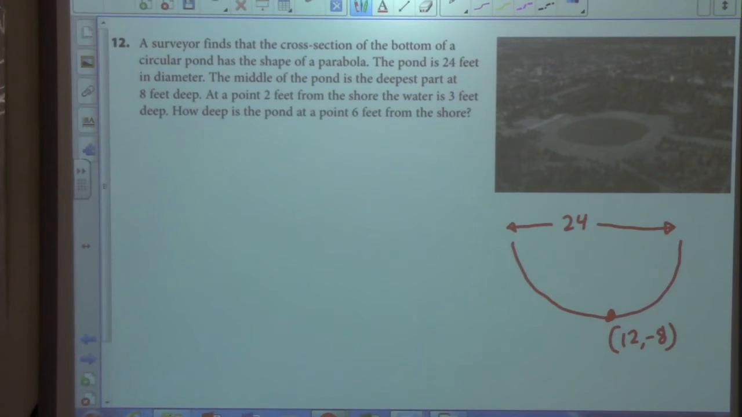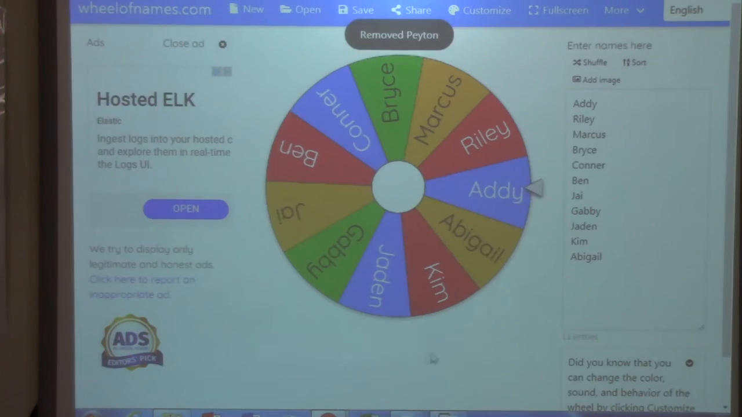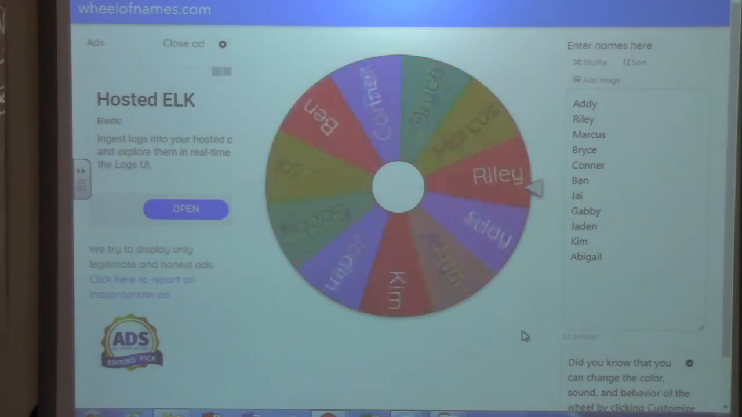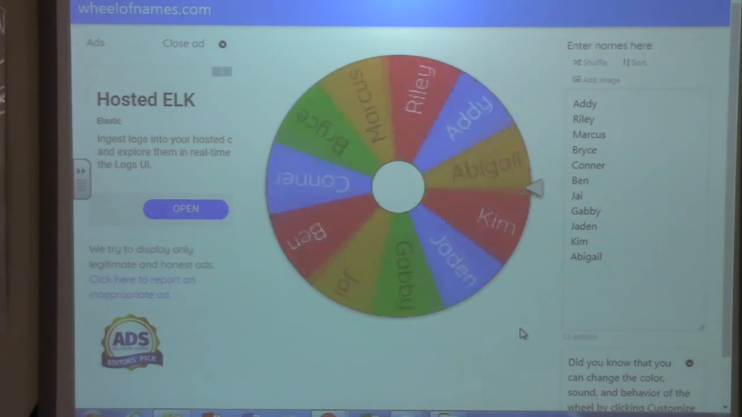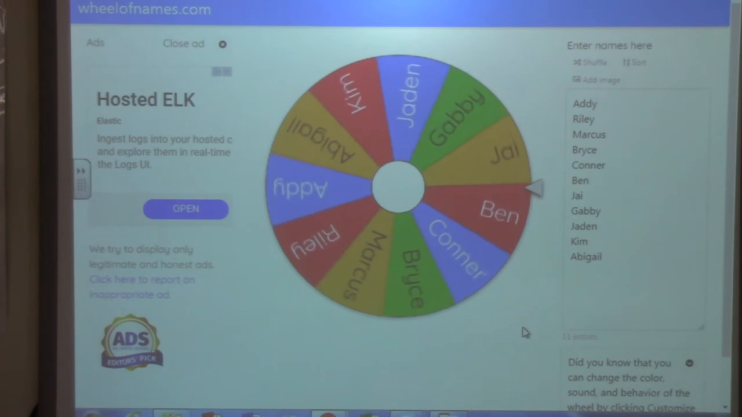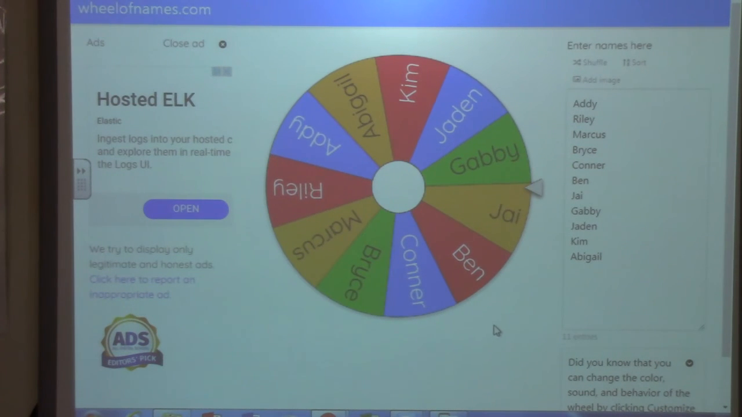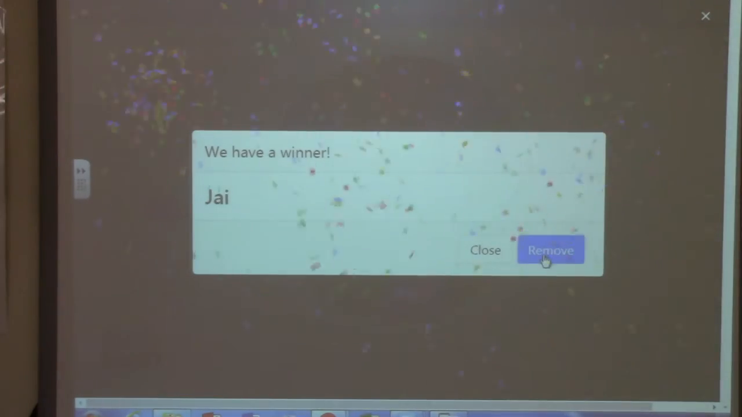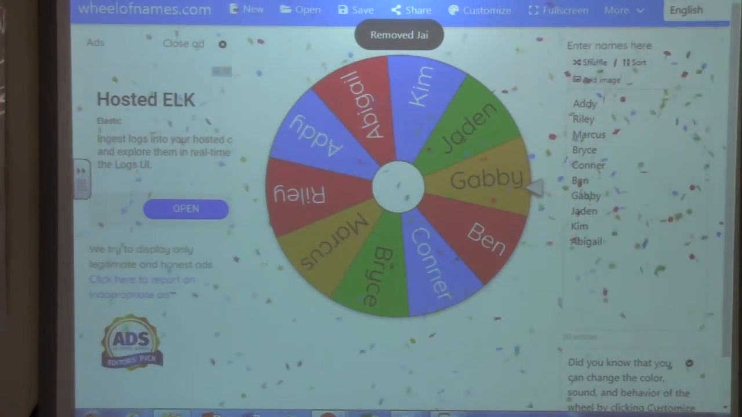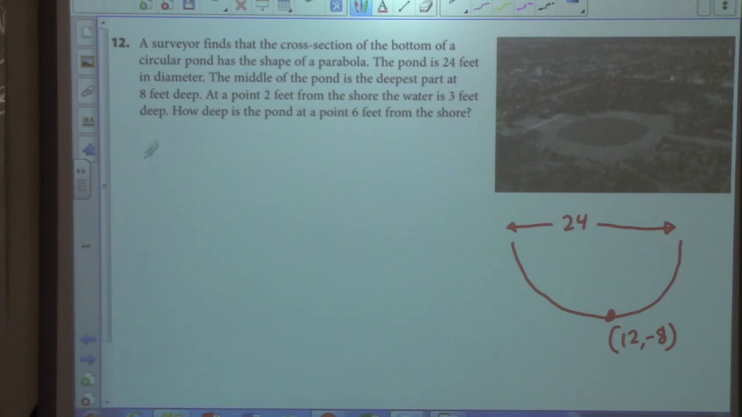Now we'll spin the wheel. Here we go. Type J, all right, J. All right, Jay, what do we got here? I got f of x equals a quantity x minus 12 squared minus 8.